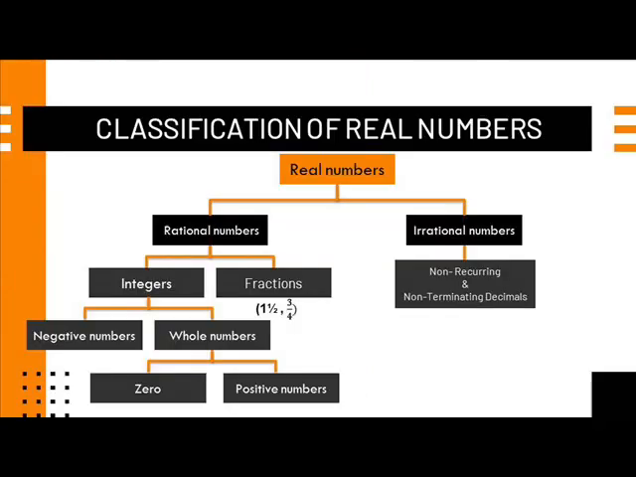The type of numbers that we normally use are real numbers. They are further classified into rational numbers and irrational numbers. While irrational numbers consist of non-recurring and non-terminating decimals, rational numbers are further classified into integers and fractions. And then integers are further classified into negative numbers and whole numbers. And again, whole numbers are classified into zero and positive numbers.